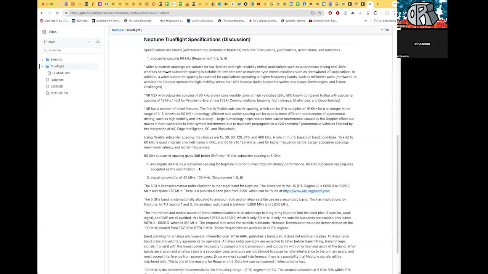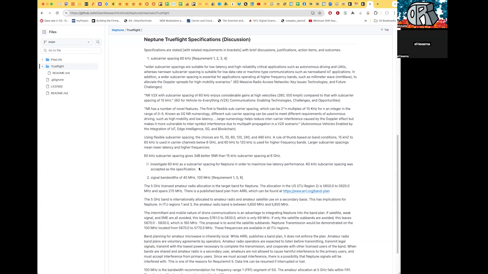This is very common, used at higher frequencies. The way that frequency ranges are split up in cellular, 60 kilohertz is a very, very common choice. I don't think that we'll go wrong here. That's why it's proposed as a specification that meets the requirement of delivering low latency communications at 5 gig and above.